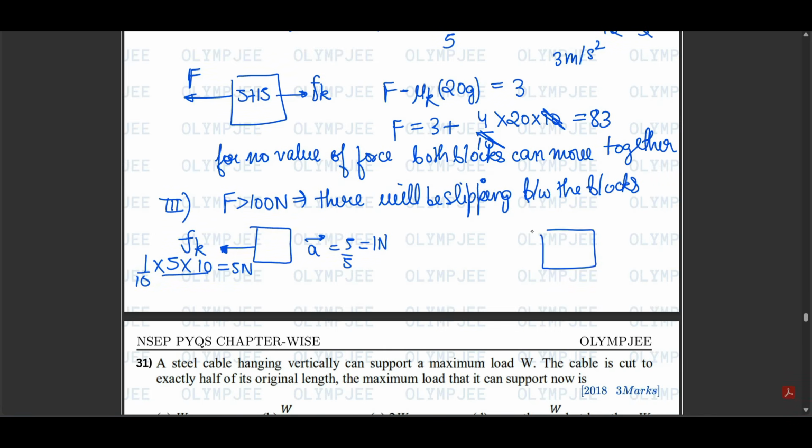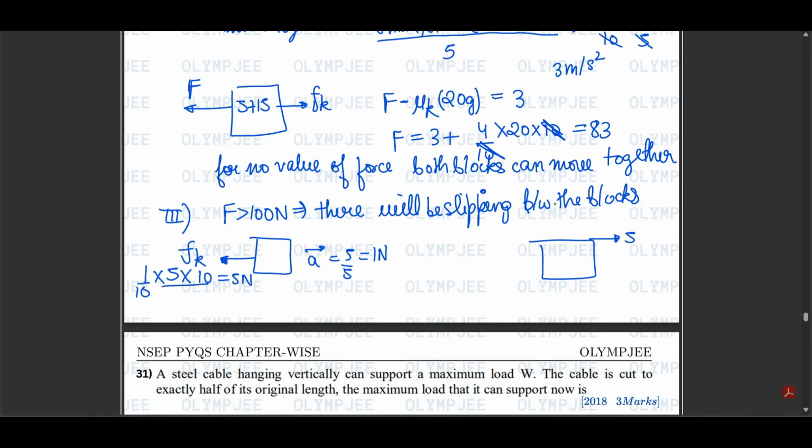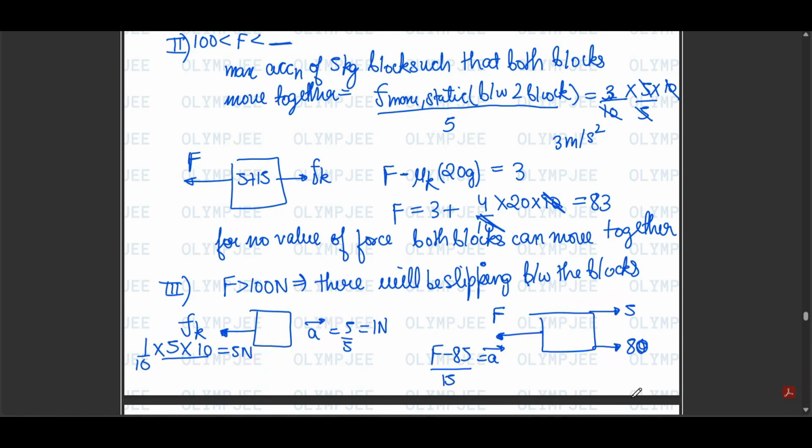And on the lower block, kinetic friction because of the upper block, it will be acting in this direction. And because of the kinetic friction between the lower block and the floor, it would be 80 newtons. So 80 in this direction. So there would be a force in this direction. So force minus 85 by 15 is the acceleration, right? So since this acceleration is fixed now, so 1 should be in the option.